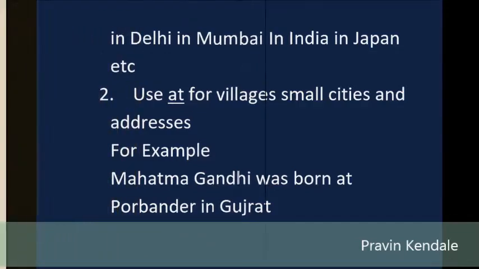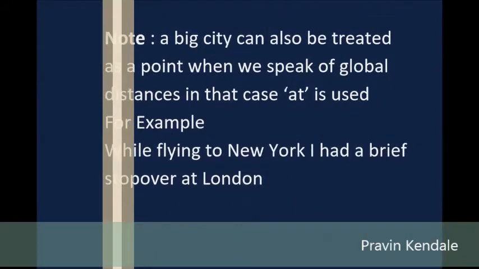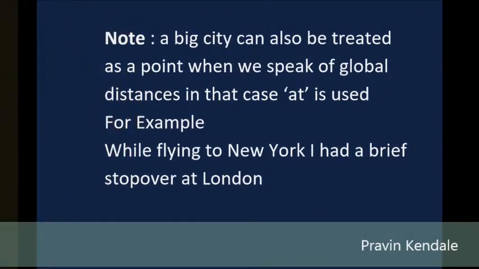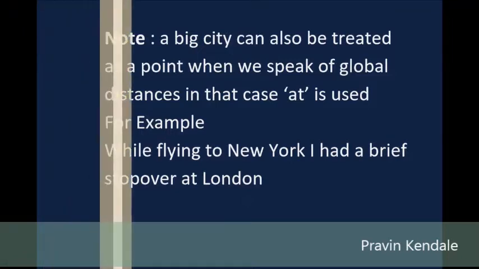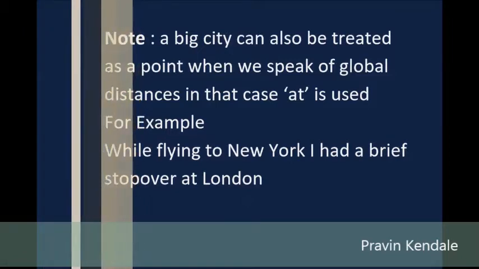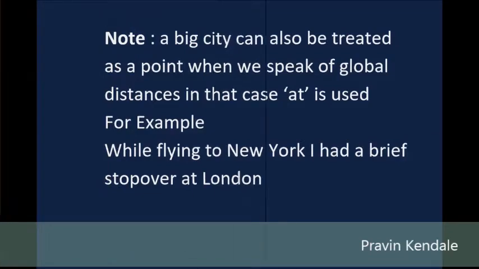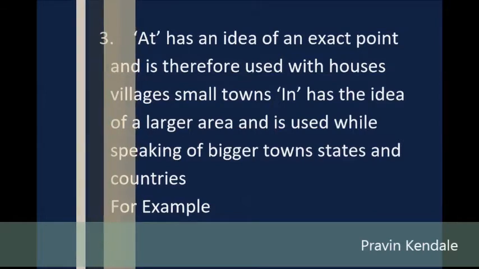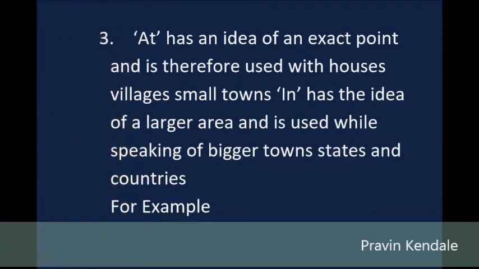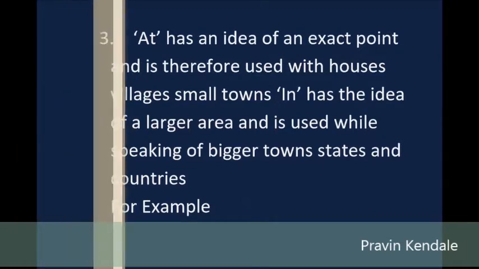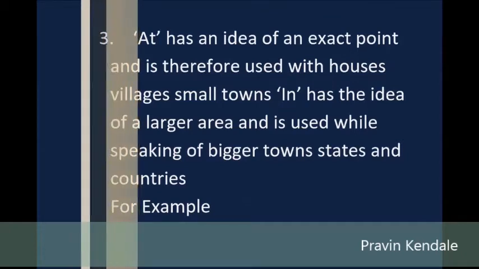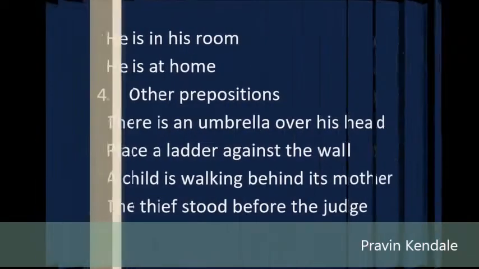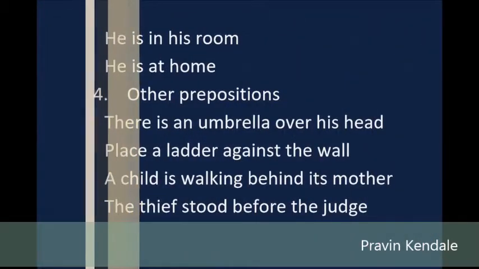Note, a big city can also be treated as a point when we speak of global distances, in that case at is used. For example, while flying to New York I had a brief stopover at London. Three, at has an idea of an exact point and is therefore used with houses, villages, small towns, and in has the idea of a larger area and is used while speaking of bigger towns, states and countries. For example, he is in his room. He is at home.